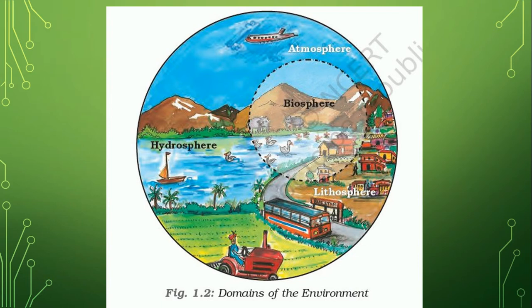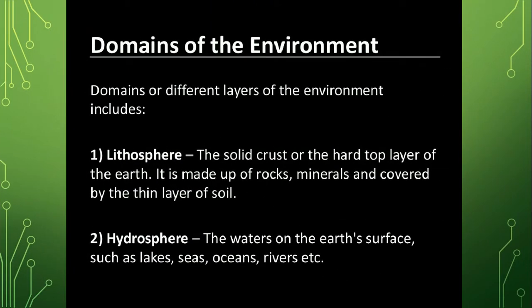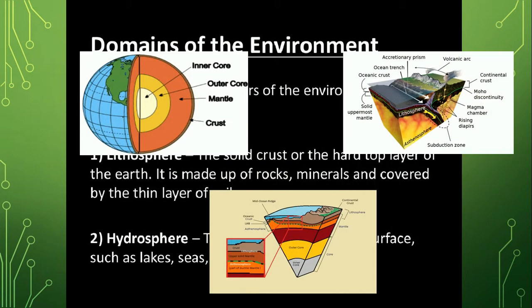Look at the picture here, domains of the environment. Lithosphere, hydrosphere, atmosphere and biosphere. Litho means land, hydro means water, atmos means air or vapor, and bio means living things or life. Let us learn some more facts about these domains. The first domain of the environment is lithosphere. Lithosphere is the solid outer part of the earth, consisting of the crust and upper mantle.